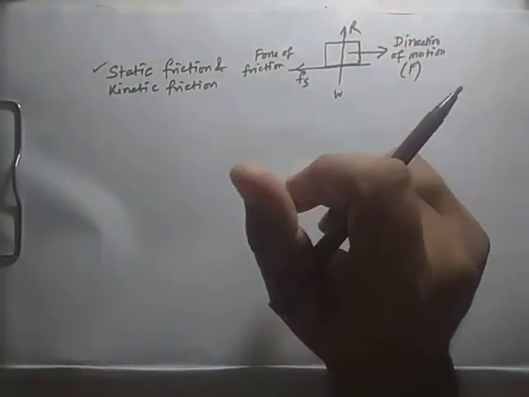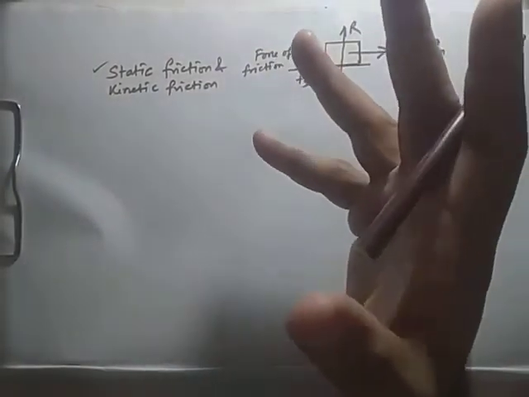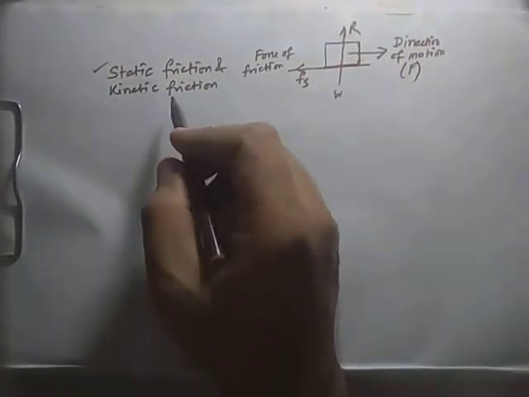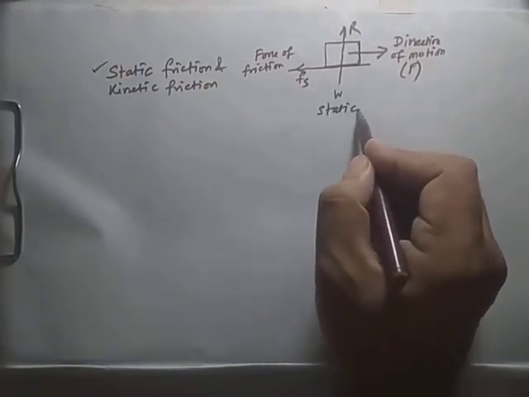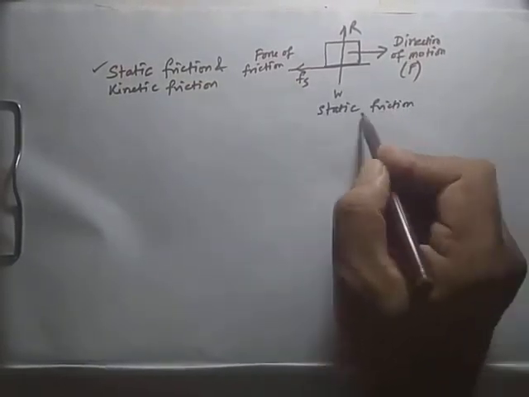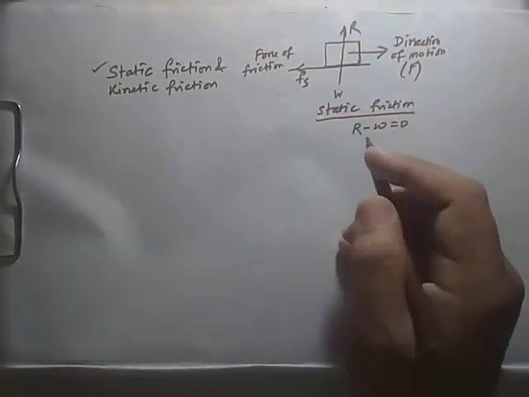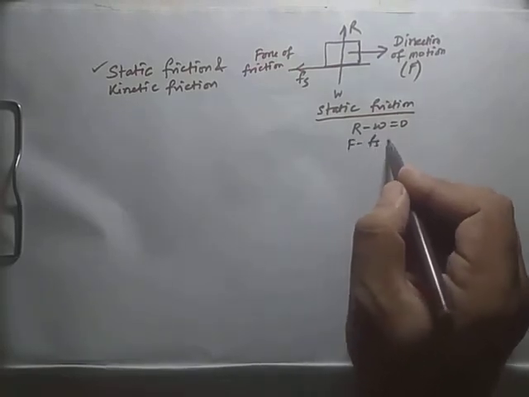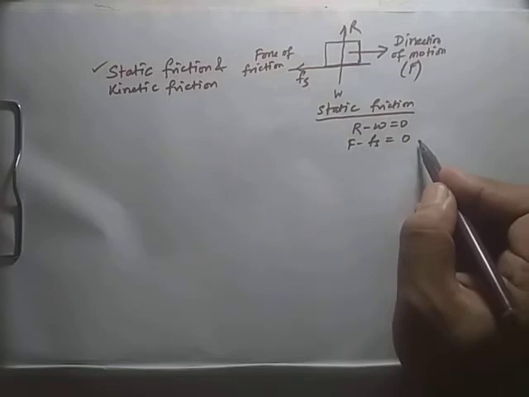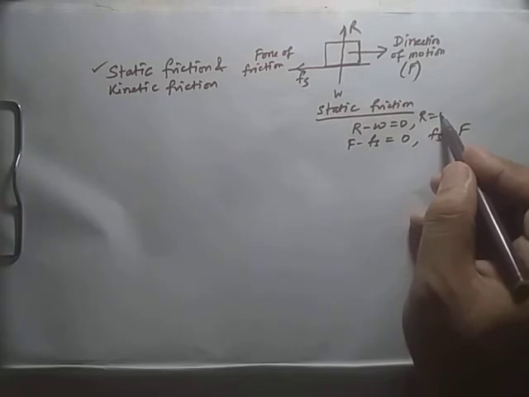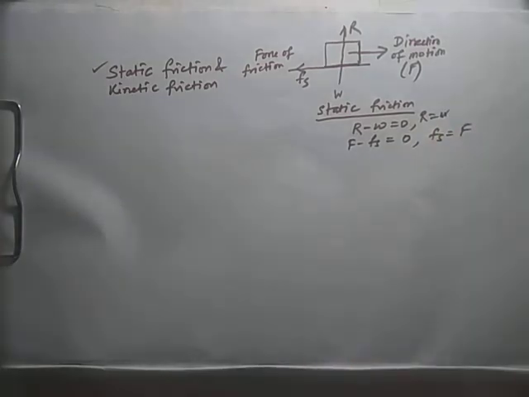Balanced means there will be no motion at all, no net force acting on the object. So in static friction you can write R minus W is equal to 0 because it is balanced, and also F minus Fs is equal to 0, or Fs is equal to F, and R is equal to W also. So this is the balance. You can understand that the static force of friction is equal to the applied force on the body.